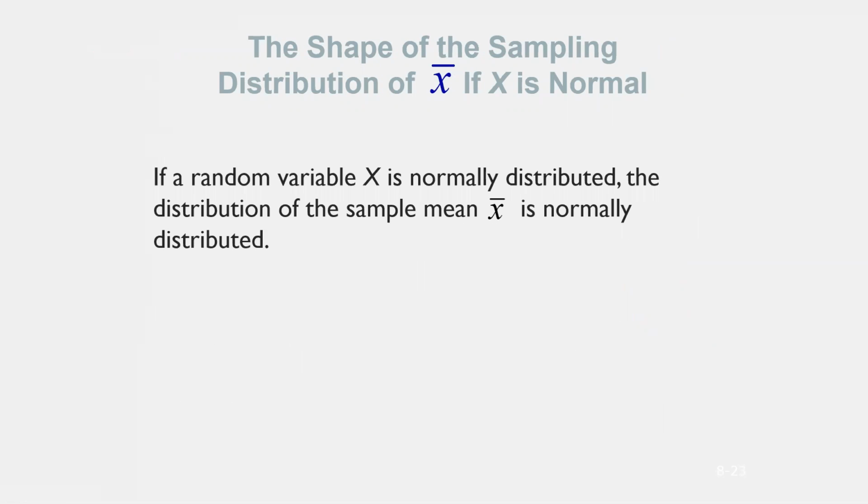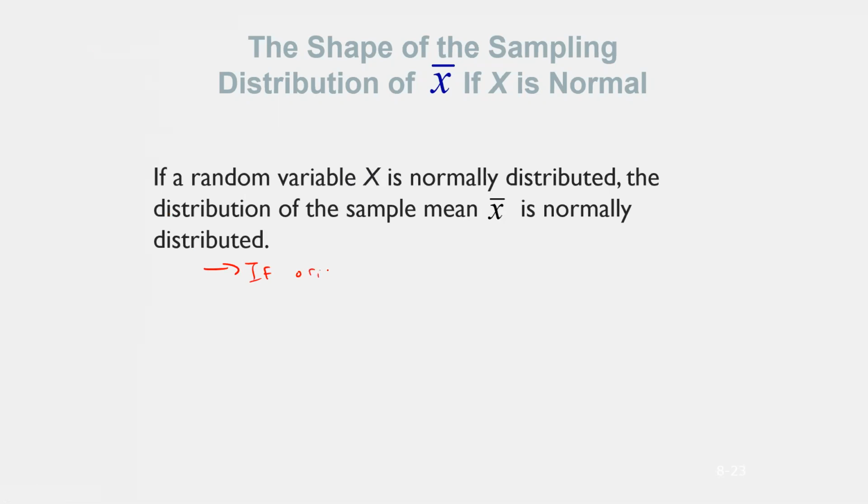So some key important things here. If the random variable X, and what X was in the previous example was weights of pennies, if pennies are normally distributed, weights of pennies are normally distributed, then the distribution of the sample mean will be normally distributed.